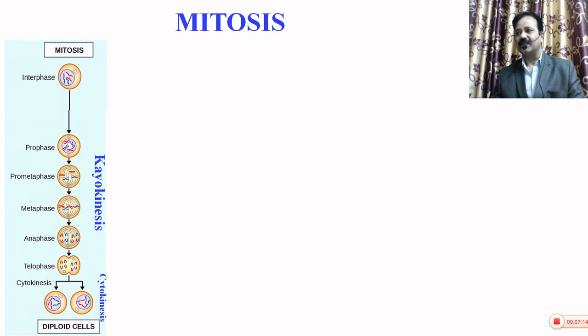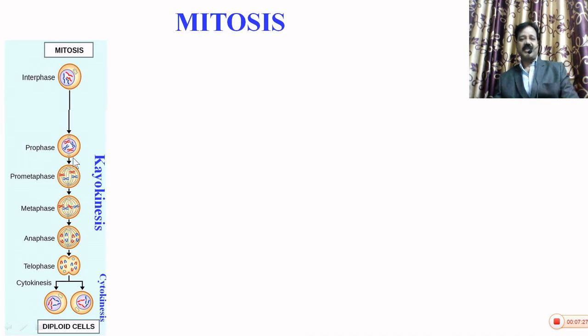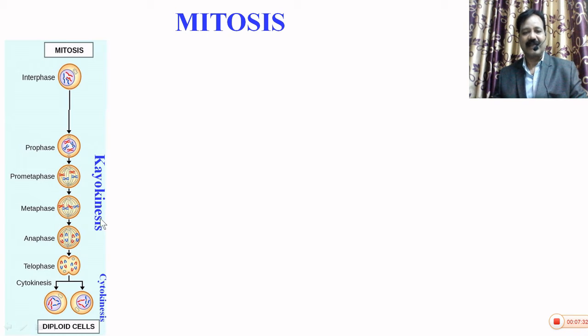Karyokinesis, the nuclear division, has four subphases, that is prophase, metaphase, anaphase, and telophase. These are the phases of nuclear division, called karyokinesis. And then it ends with the cytoplasmic division, called division of cytoplasm, in which the actual cell divides, the nucleus along with the cytoplasm, into two daughter cells. First of all, we'll discuss one by one.